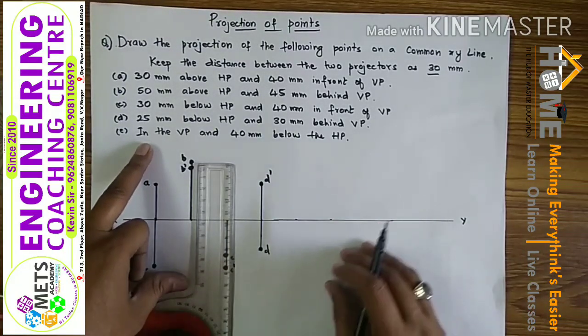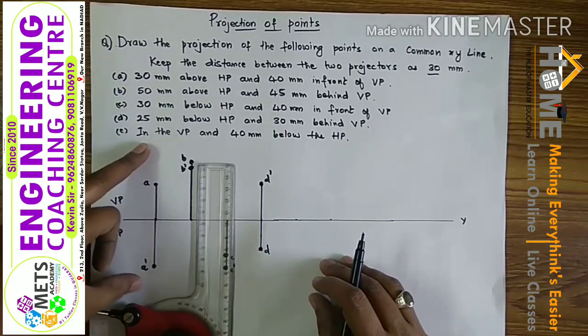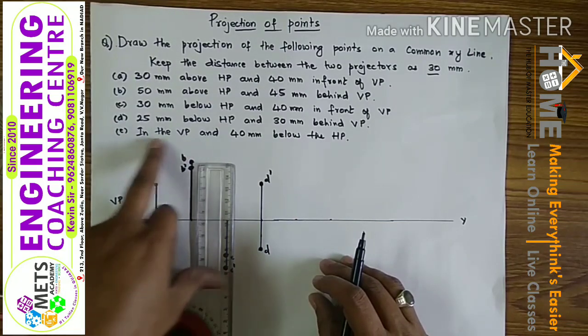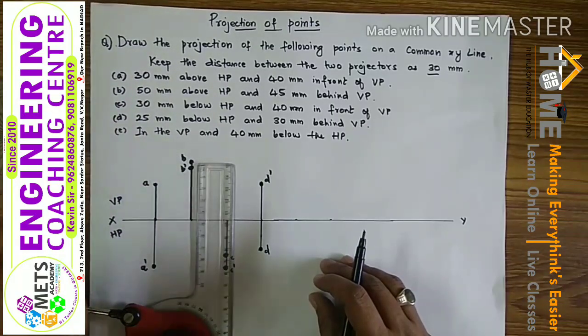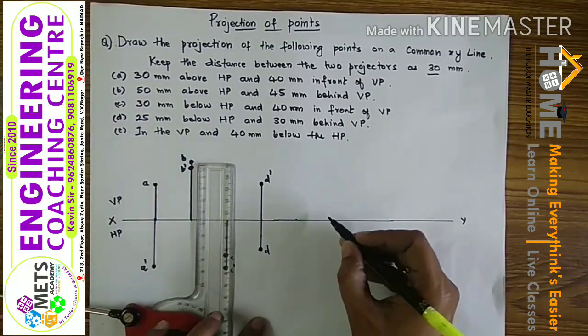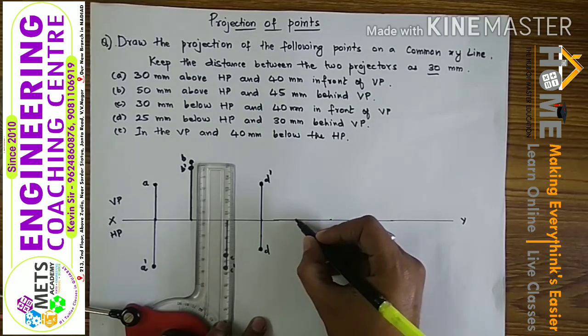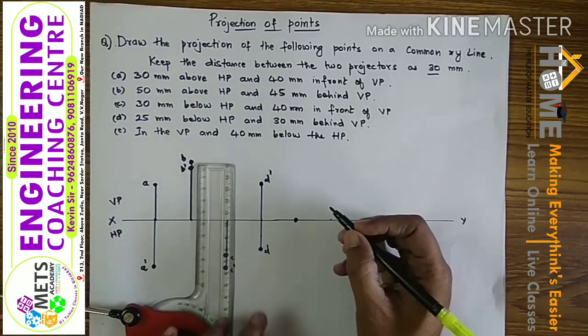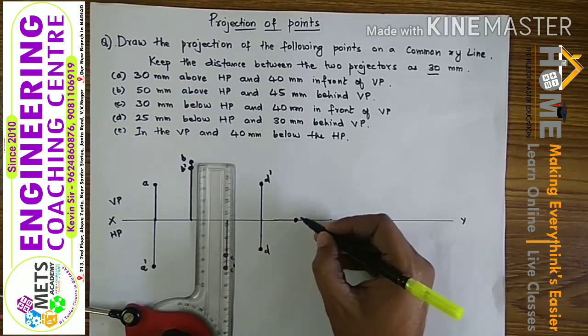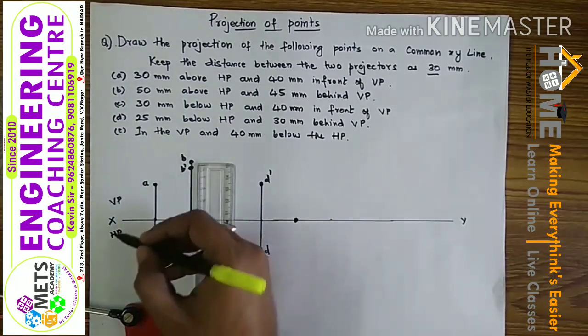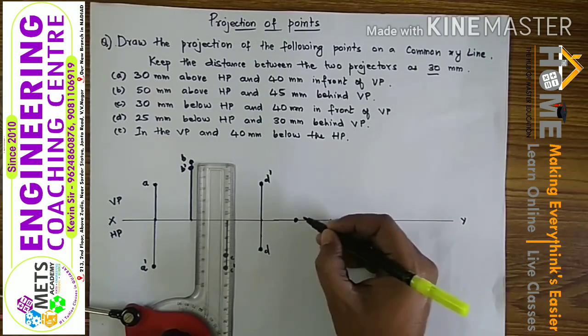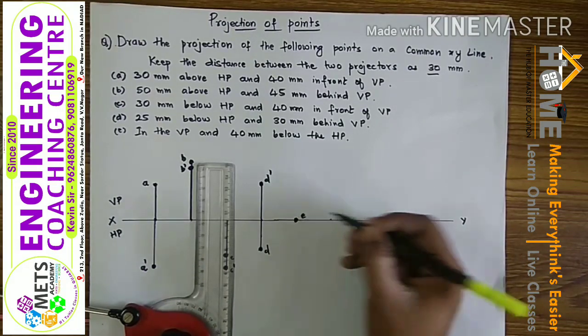And the last one is in the VP. In the VP means we don't have any dimension like before in the A, B, C, D questions. In the VP means I have to put a dot only on the VP, there is no dimension, zero dimension. If he says on VP or HP, you have to put a point on the XY line only. That point I will call E.